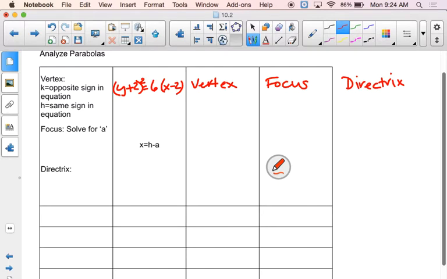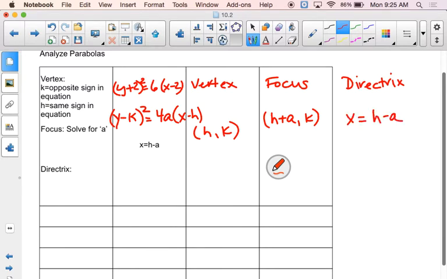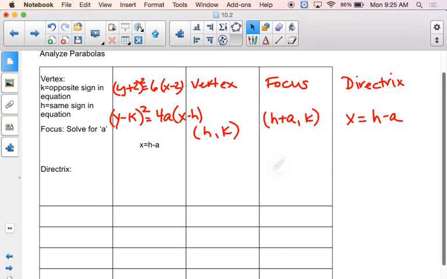Okay, so when I look at my equation here, I find that it is similar to the form of y minus k squared is equal to 4a times x minus h. That means that my vertex is going to be of the form h, k, and I just found that from looking at the chart before. My focus is going to be h plus a, k, and my directrix is x is equal to h minus a.